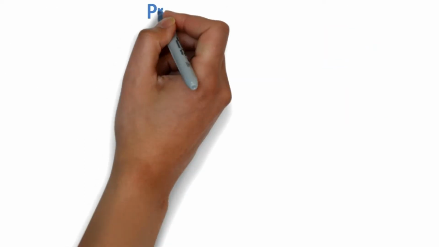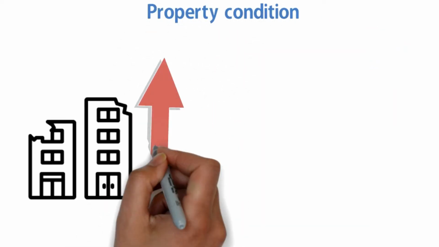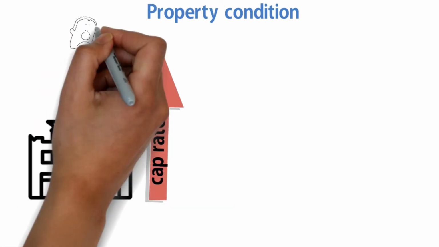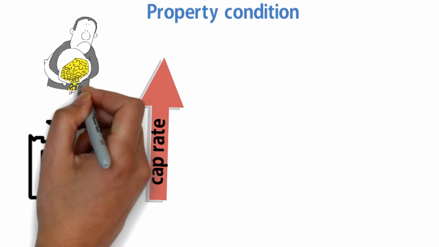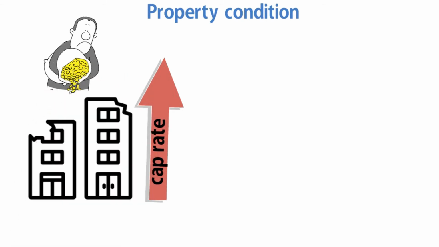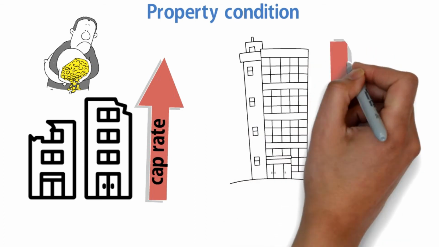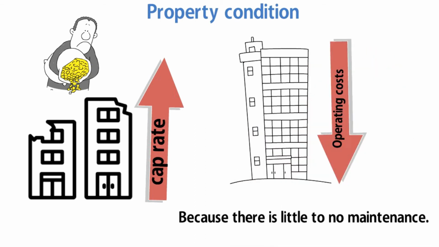Third is the condition of the property. Something that is old and dilapidated will drive a higher cap rate as it is riskier. Chances are you will have to put more money into the property, which is more risk. Conversely, a new property is brand new. Then the operating costs go down because there is little to no maintenance.